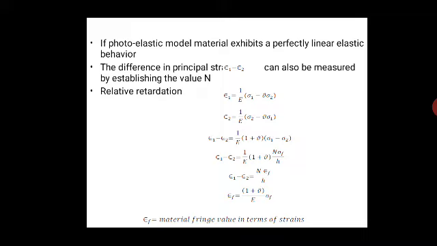Therefore, epsilon 1 minus epsilon 2 can be written as n into epsilon f by h, or we can replace epsilon 1 minus epsilon 2 by epsilon f, that is the material fringe value in terms of strains, 1 plus mu by E into sigma f, where mu is Poisson's ratio and E is the material property, that is the Young's modulus.